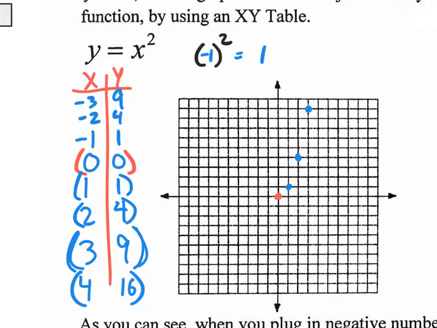Now, if I went for the negatives, check this out. I want to do the negatives in green. Negative 1 and 1. If I go negative 1 on the x and 1 on the y, it'll be right here. If I go negative 2 and positive 4, it'll be right here. If I go negative 3 and positive 9, it'll be right here. What could you guys tell me about those blue dots compared to those green dots?